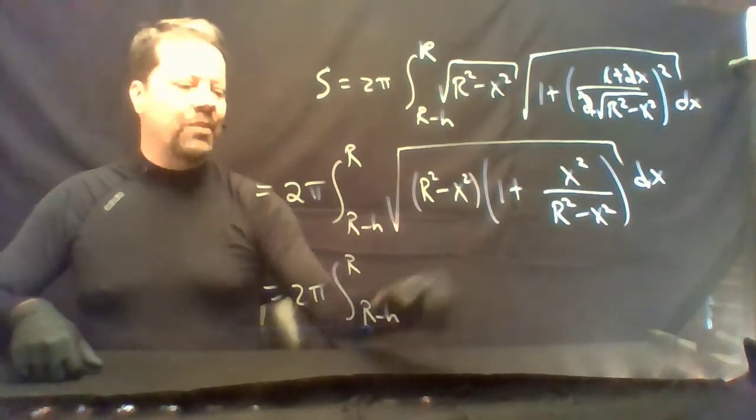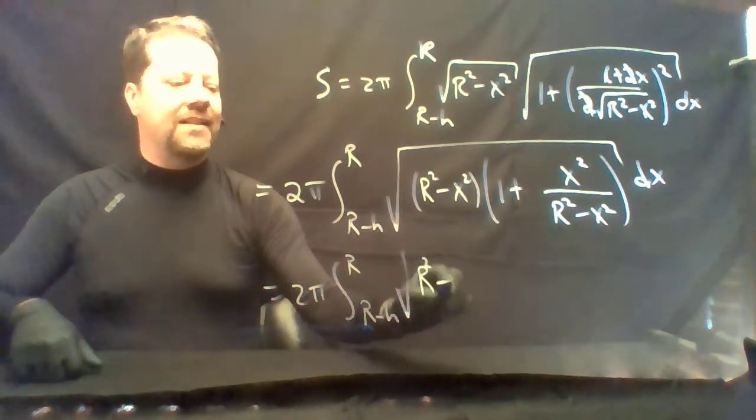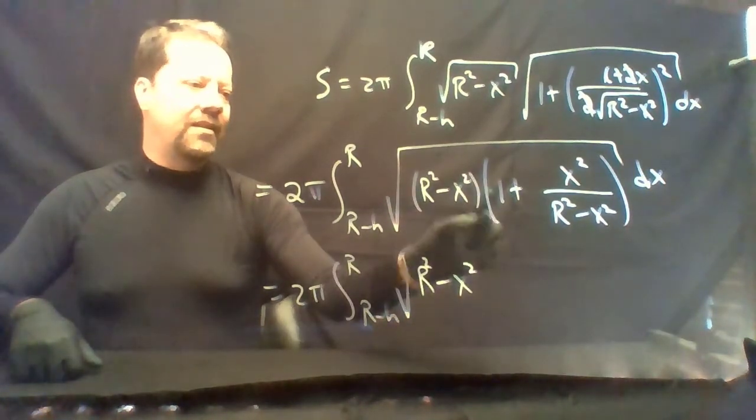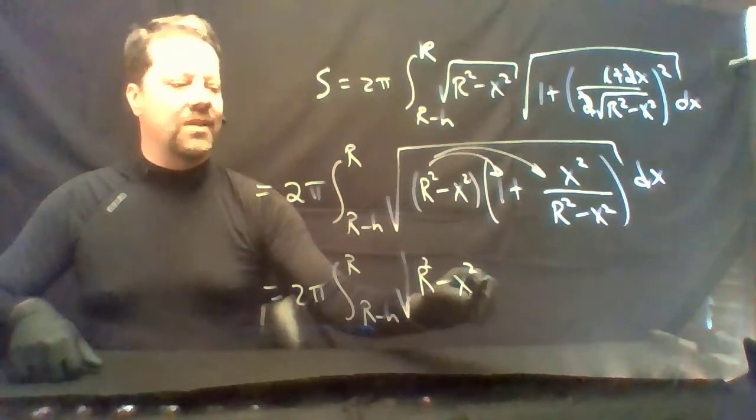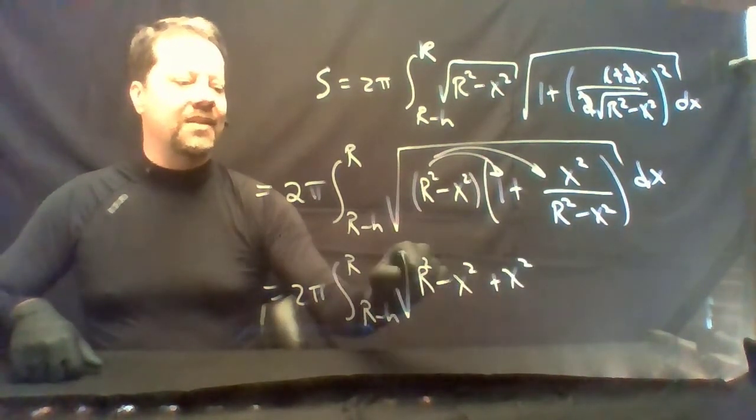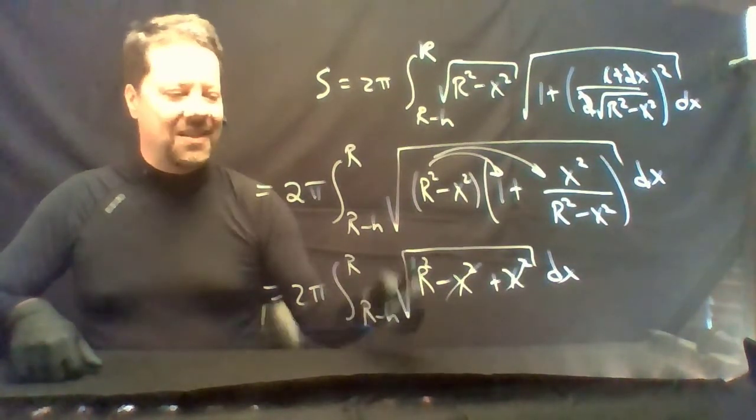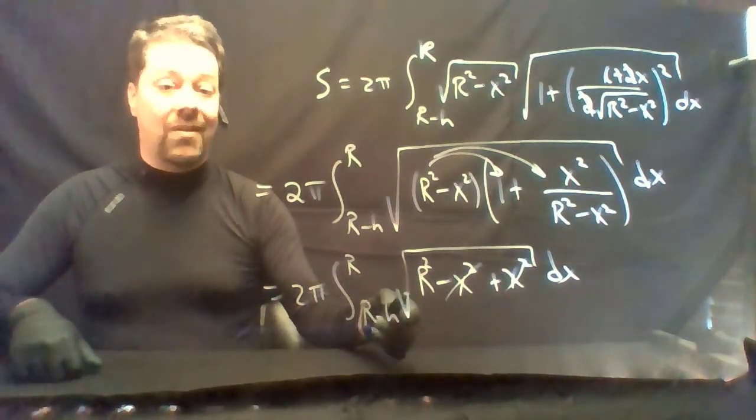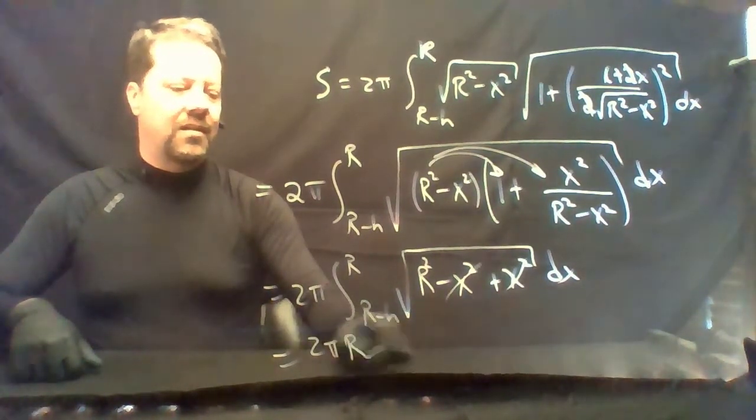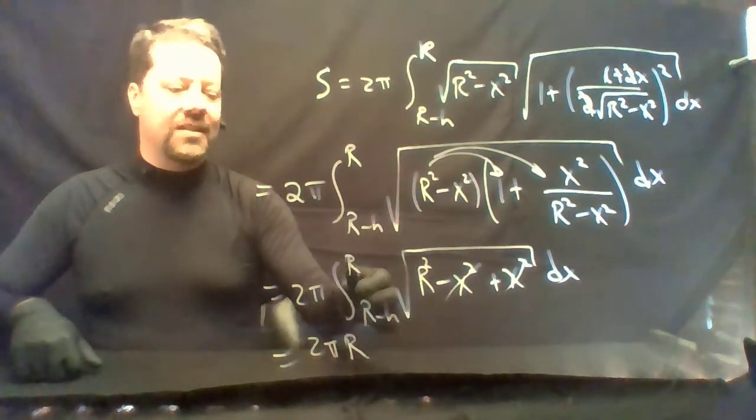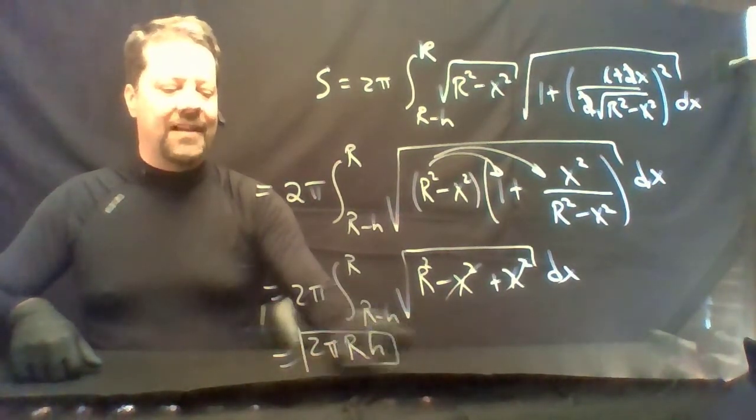When we multiply under the radical, we'll have r squared minus x squared here, and on the second term, the r squared minus x squareds cancel in it, so it's just plus x squared. The x squareds cancel. Square root of r squared is r. We'll have that value r times the length of the interval, which is h, and that's the surface area.